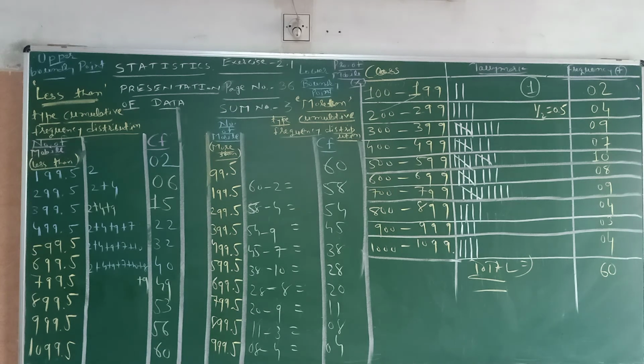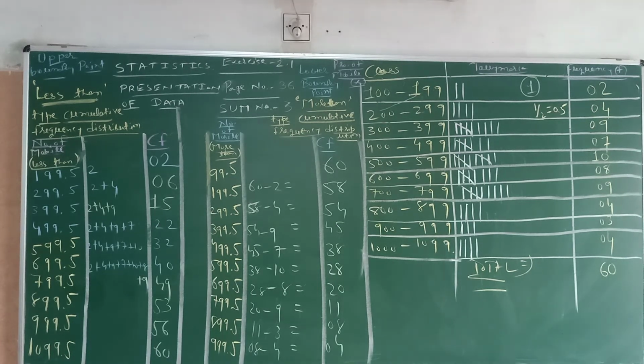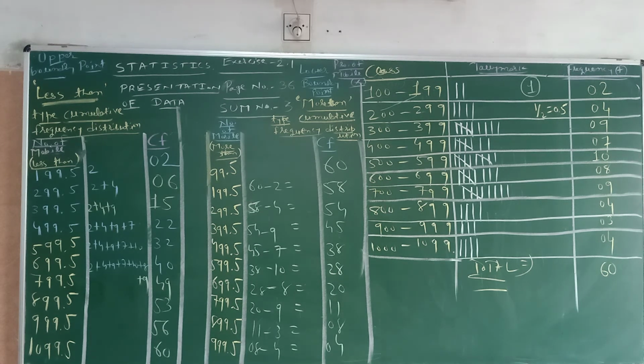In the same way, for more than type of cumulative frequency distribution we have to write all the lower boundary point. Lower boundary point means lower limit minus 0.5. So 100 minus 0.5, 99.5. Similarly write all the lower boundary point. What do we have to do then, my dear friends? First of all you have to write the total of the frequency, that is 60.